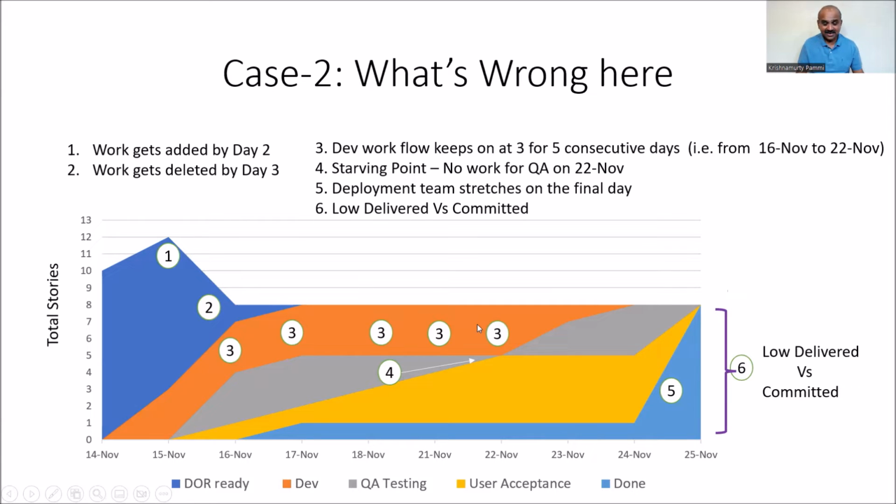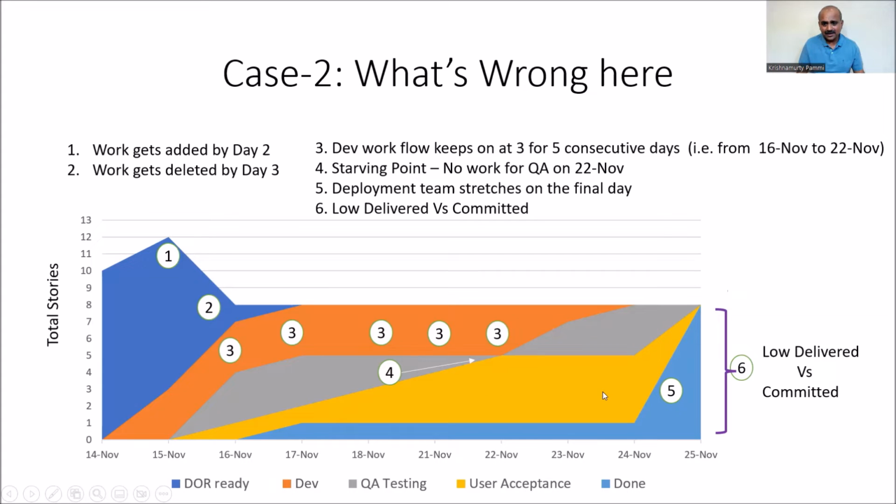Why are they not able to push it to QA? Why is QA not able to take the work? Is it because developers are taking more time, or developers are having impediments, or the QA team is not able to pull it? Is it because they are on leave? I don't know. So net, what is happening is on 22nd November, there is a starving point. That is a point of 0 work for QA. We are not utilizing their work. And then what is happening?